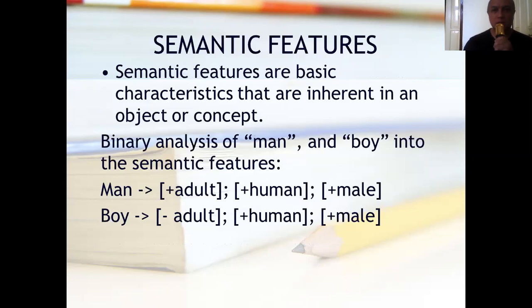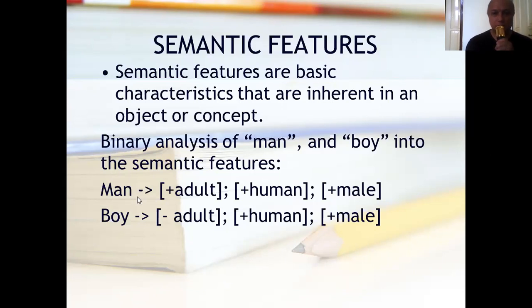Let's go to the next. We have the semantic features, which are the basic characteristics that are inherent in an object or concept. So every word has its own semantic features. They are the characteristics that are embedded, that are originally there, as its inherent features. And in a binary analysis, we can analyze a word into its semantic features. And it goes like this.